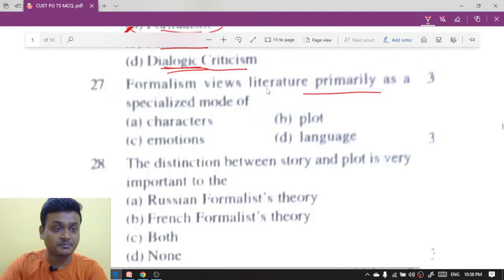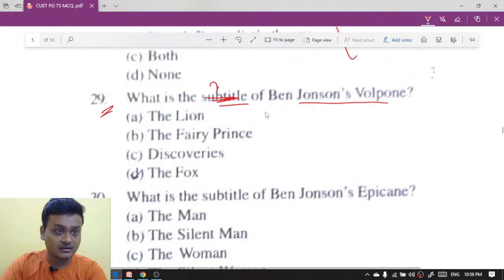Question number 29. What is the subtitle of Ben Jonson's Volpone? The question is actually worded wrong; it should be what is the meaning of Ben Jonson's work Volpone? The options are the lion, the fairy prince, discoveries, the fox. It is actually the sly fox. So the meaning of Volpone is sly fox, written by Ben Jonson.